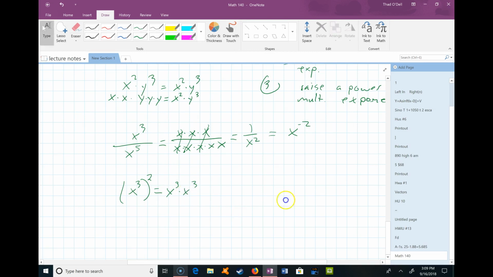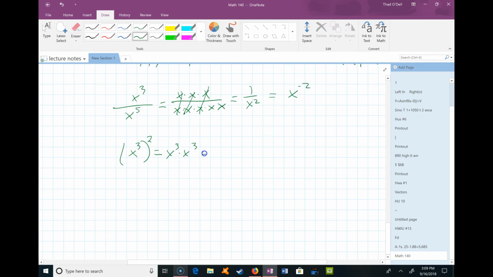And again, if we wanted to expand that further, that really means x times x times x, because that's what x cubed is, times x times x times x. And so we can see that that ends up being x to the 6th, which is just 2 times 3. Okay, so those are the 3 rules that you probably learned somewhere, and I just want to make sure that you understand them and know how to apply them. But don't rely on them in just a kind of blind memorization. You want to make sure you understand them.